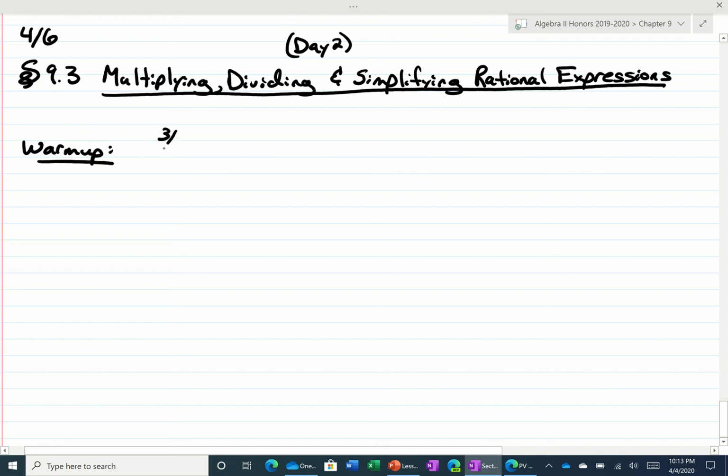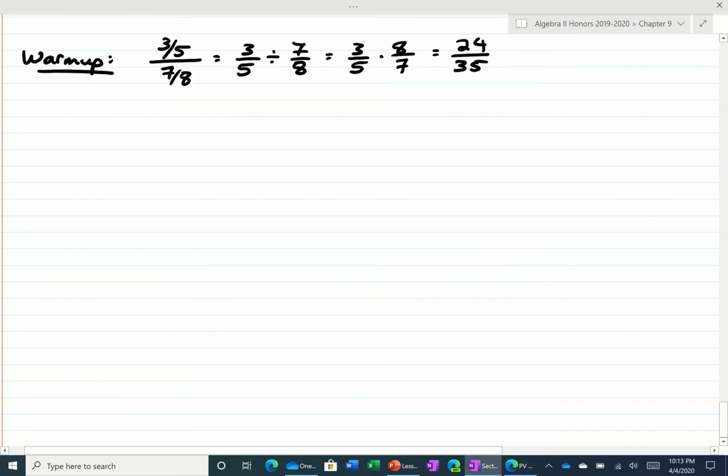What if I asked you what's 3/5 divided by 7/8? So we have one fraction, another fraction, and then a whole fraction together. This is called a complex fraction if you have multiple fractions inside of another fraction. The way that we handle this is we say that this is the same thing as 3/5 divided by 7/8. We write it horizontally, and then we keep, change, flip. So the answer would be 24/35. That's a warm-up problem. So let's see the examples I have for you today.